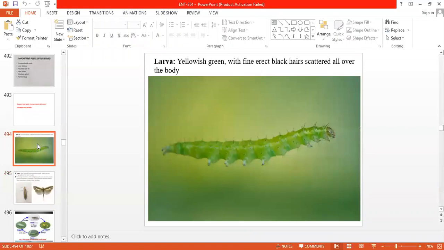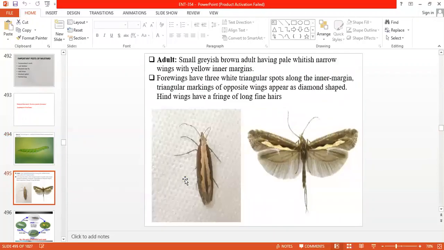Larval stage, which is yellowish green in color with fine erect black hairs scattered all over the body. Adult, mainly adult, small in size, grayish brown in color, having pale whitish narrow wings with yellow inner margins.